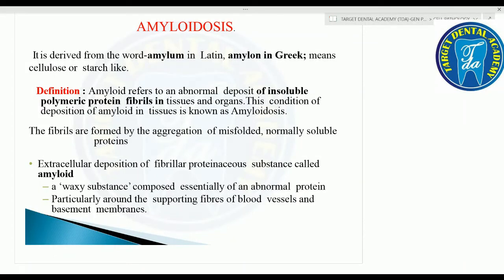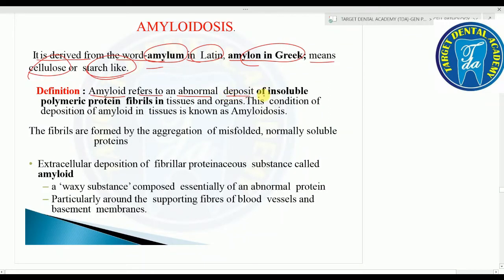So after this, let's discuss amyloidosis. It is derived from the word amylum in Latin, which means amylin in Greek, which means cellulose or starch-like. Fine. By definition, amyloid refers to an abnormal deposit of insoluble polymeric protein fibrils in the tissues and in the organs, and this condition of deposition of amyloid in the tissue is known as amyloidosis.